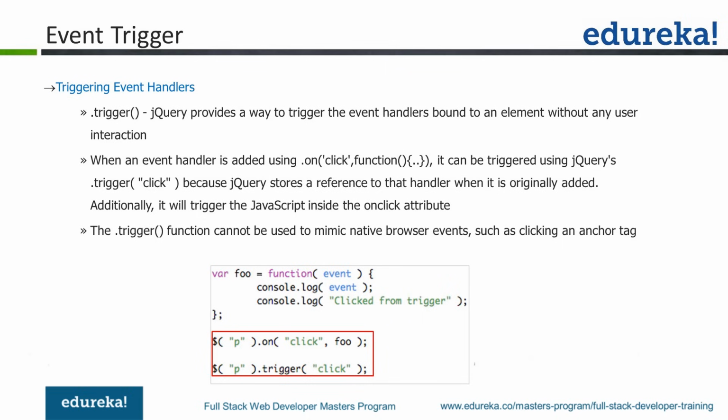Now, another thing is that you can trigger events on certain elements using the trigger function. Now, it can be used to mimic browser events such as clicking of an anchor tag. Now, this is very useful.